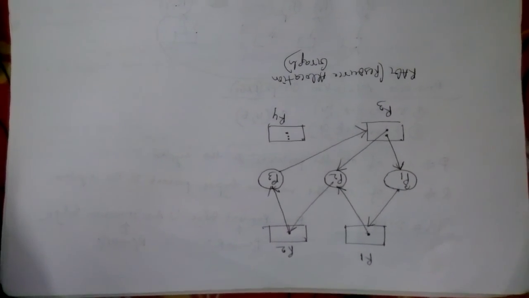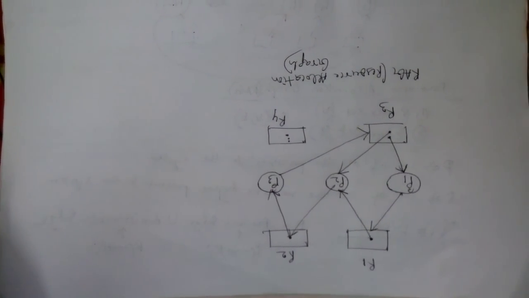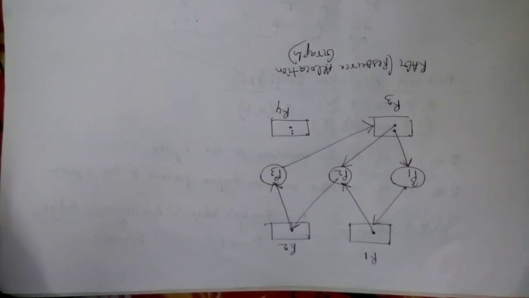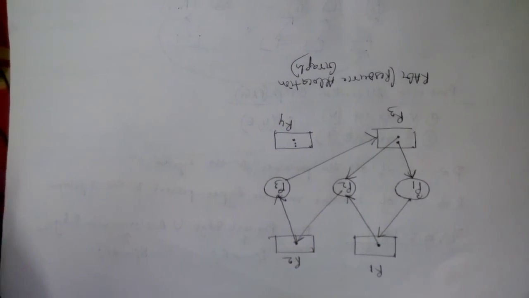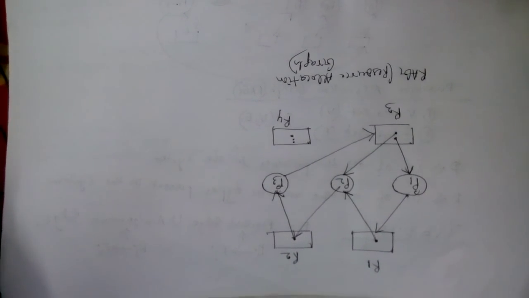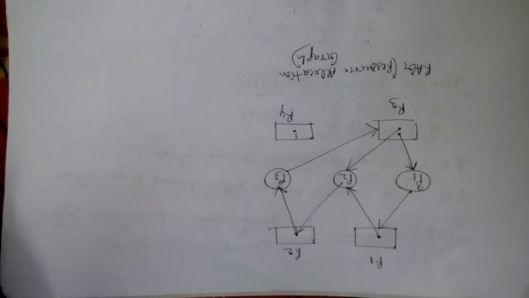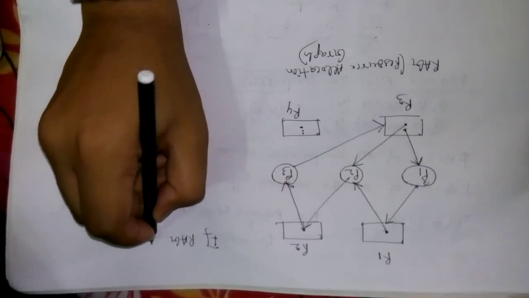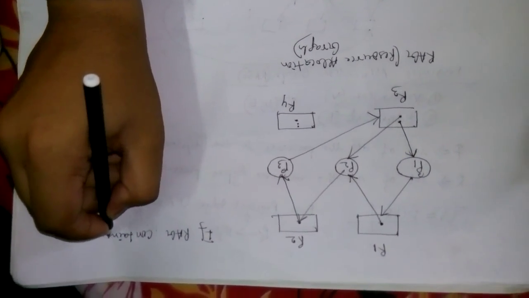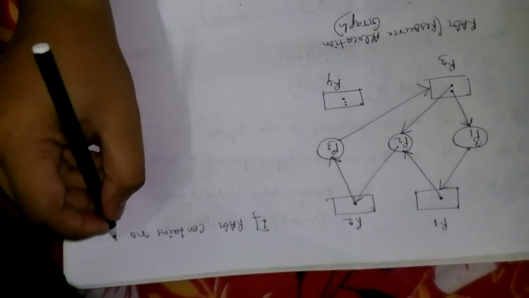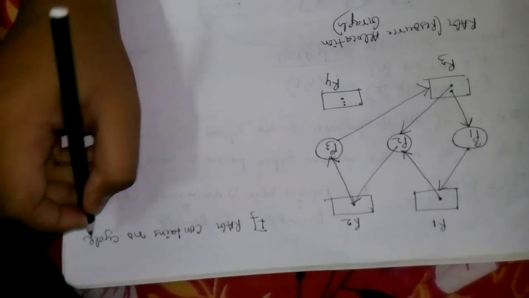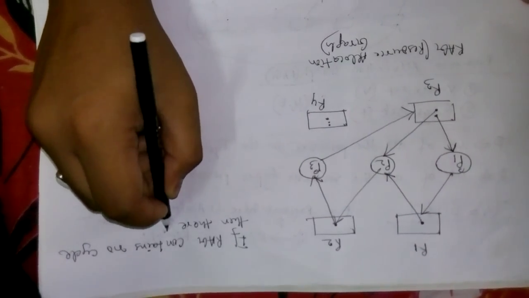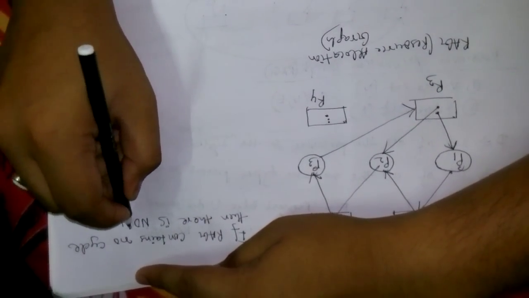So we can clearly see that it's a collection of the request edges and the assignment edges. This is a request edge and this is the assignment edge. This is a request edge and this is the assignment edge. Now we are going to see some characteristics of this resource allocation graph. If the resource allocation graph RAG contains no cycle, then there is no deadlock.